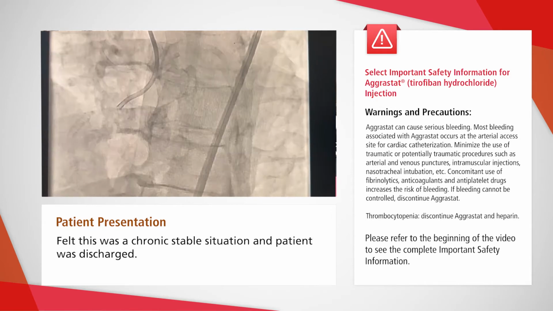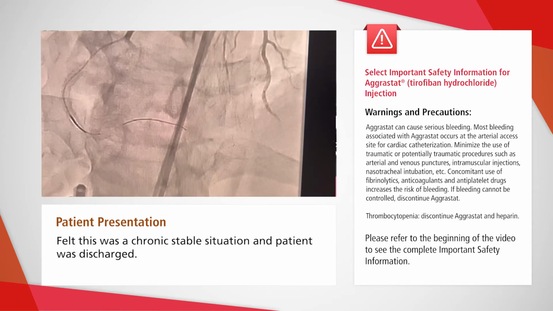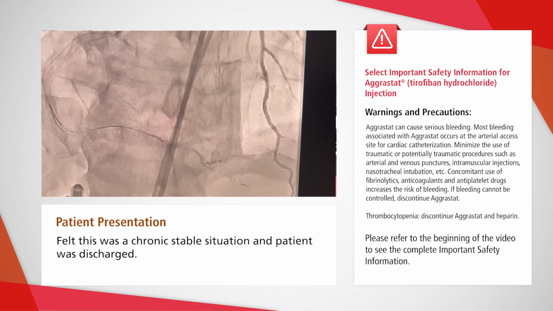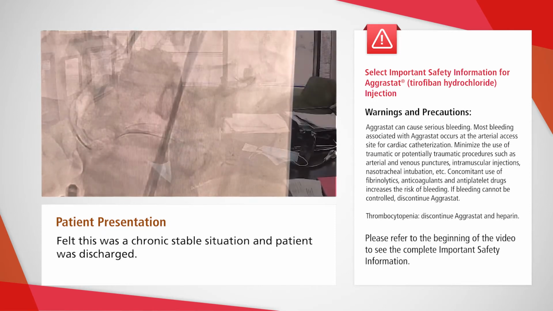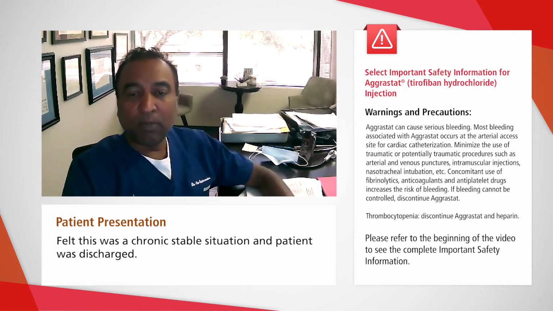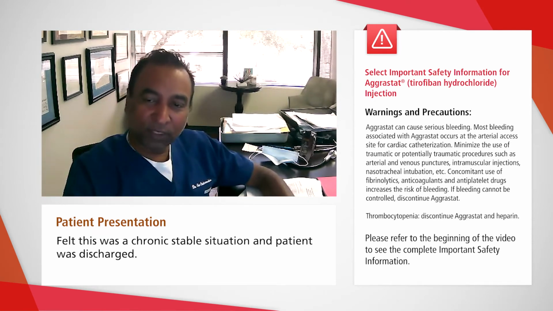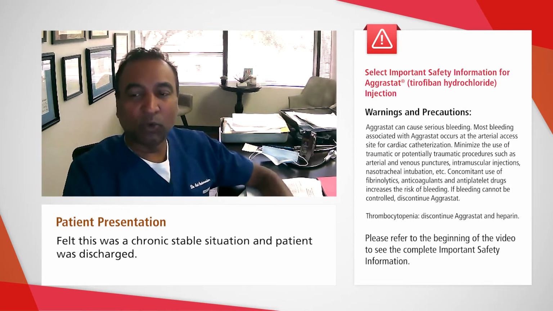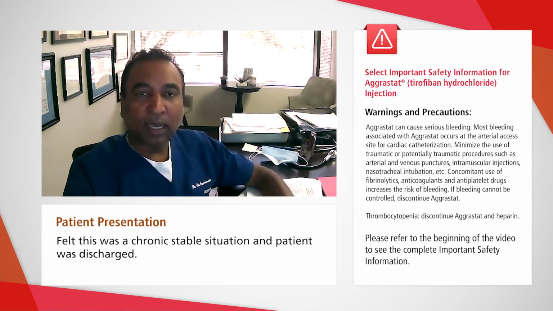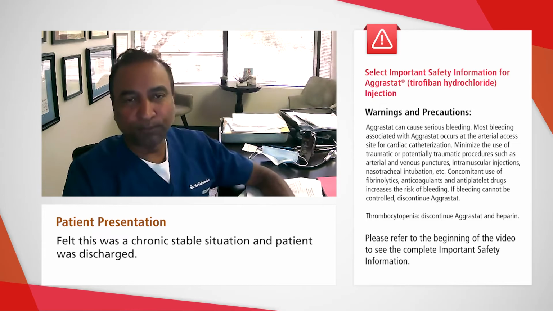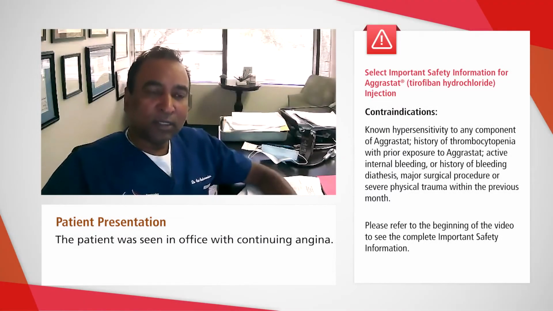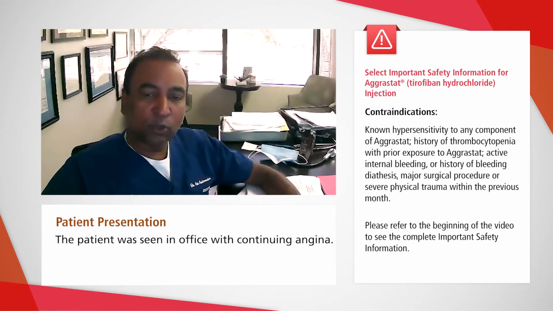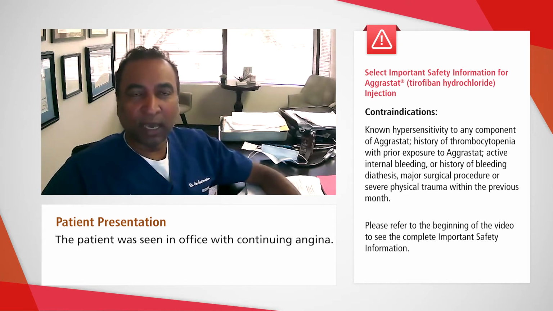Since we felt that this was a chronic stable situation and he became pain-free upon arrival to the hospital, we decided to treat him medically first with intensification of his blood pressure and anti-anginal medications. He was on amlodipine, Imdur, and we added Ranexa, and he was discharged home. He was then seen in office, and he continued to have lifestyle-limiting angina.